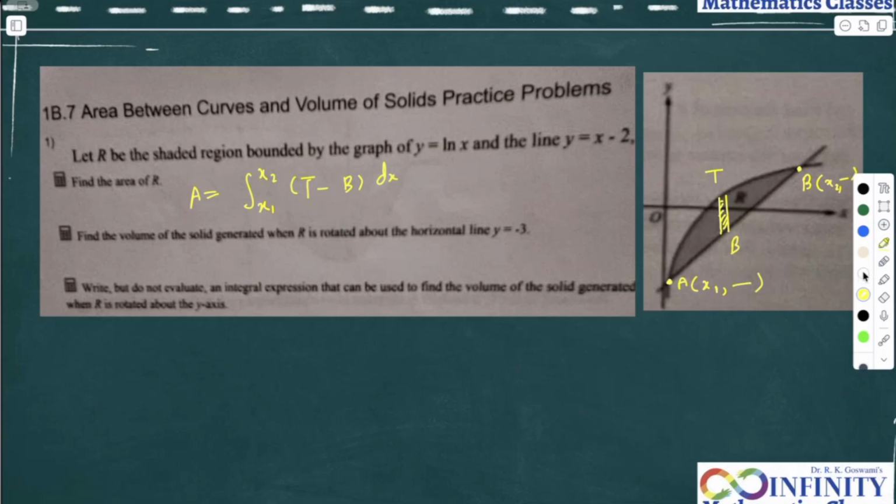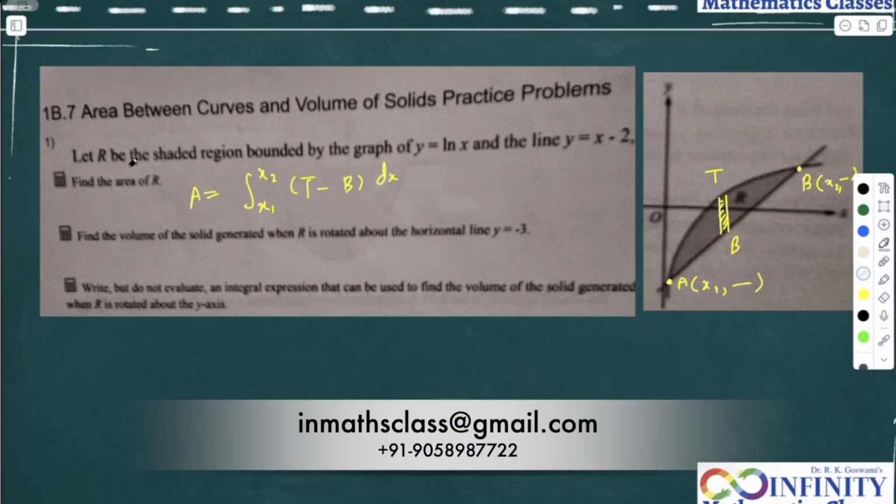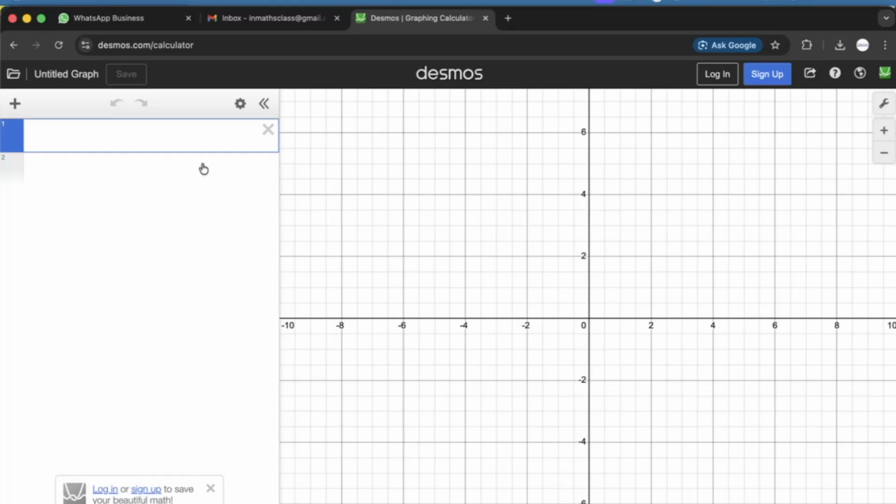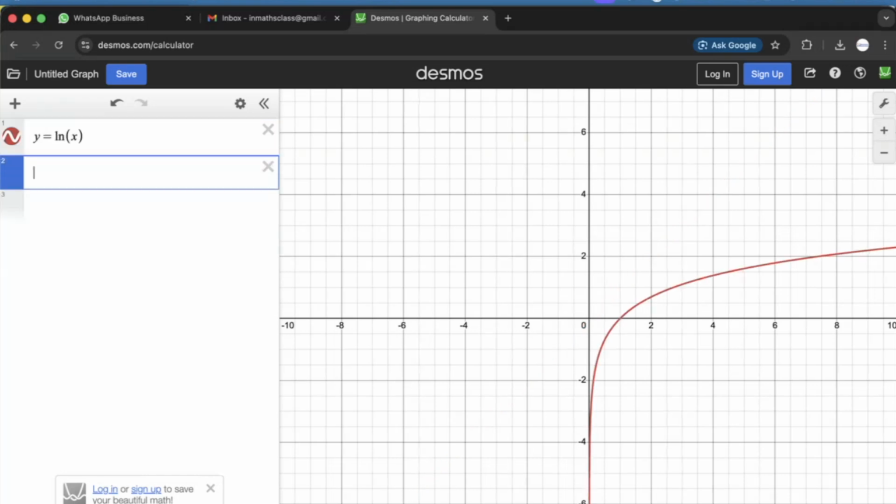So that means I need the value of coordinates A and B. Any doubt? No. If you can look at the sign, you can use your calculator. So if you allow me, y equals ln x is one graph and the other is going to be y equals x minus 2, like I have told you.